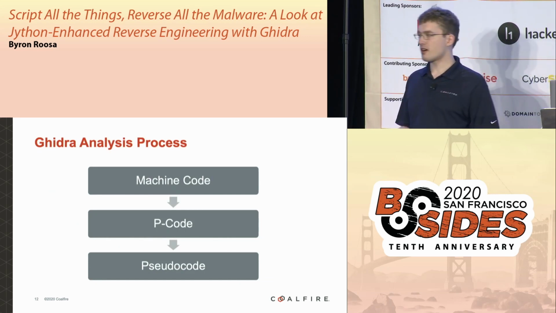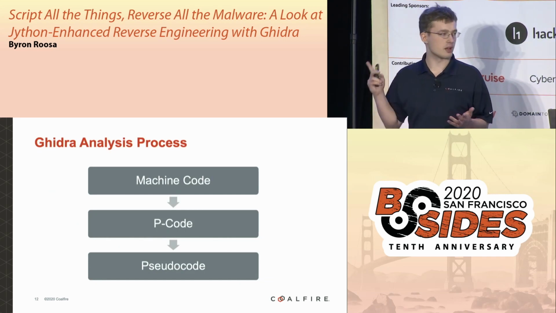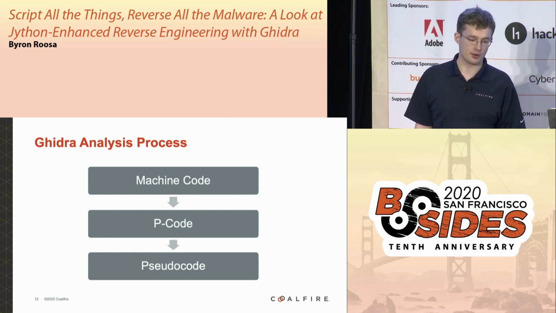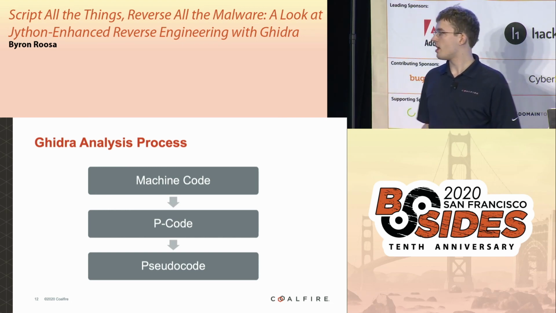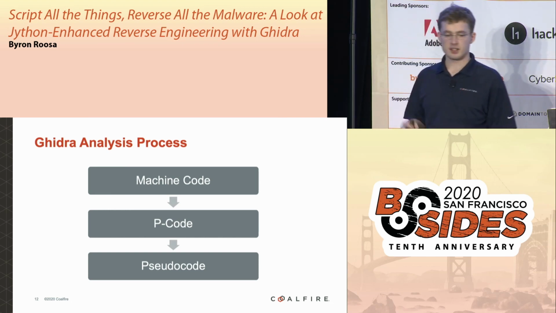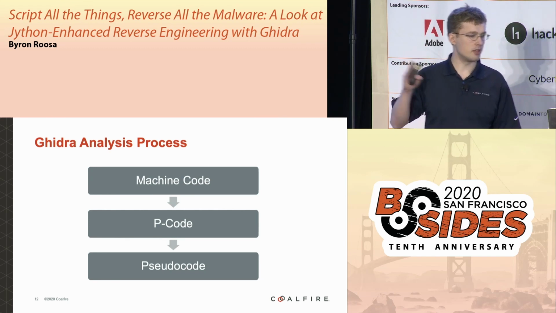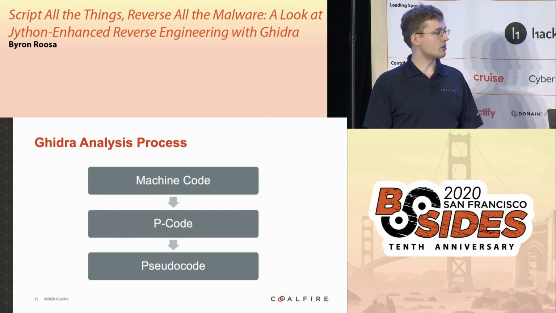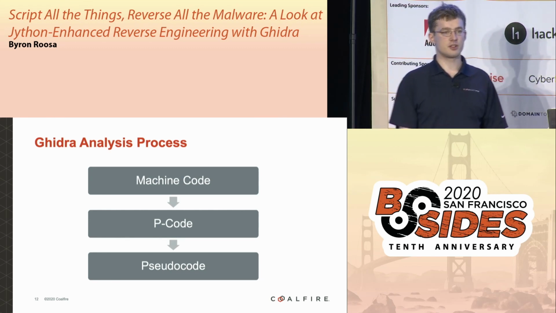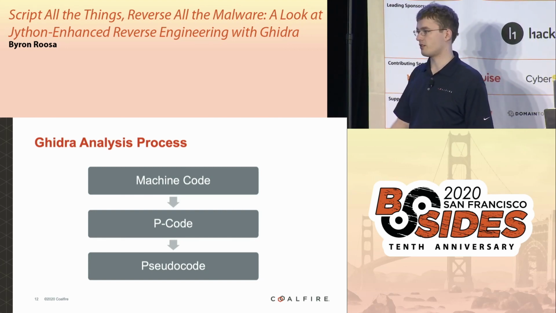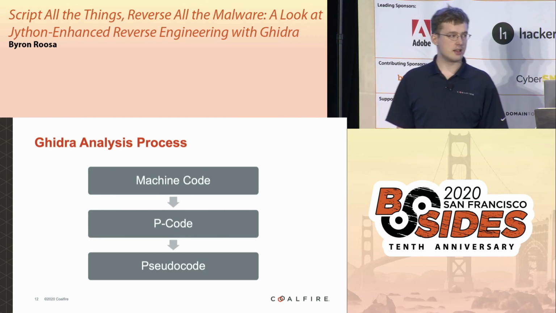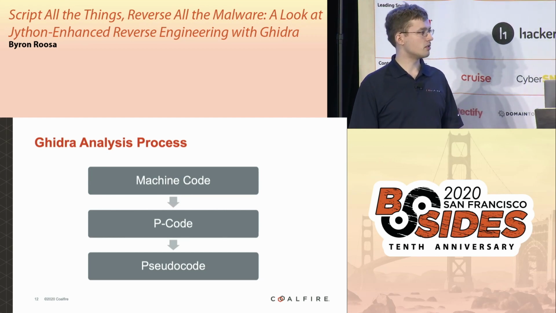So as far as features that really set it apart, the first one I'm going to talk about is how it does analysis of code. A lot of pieces of software do this all as one big monolithic process. But Ghidra takes a slightly different approach. It's completely modular. When you start with a binary, you start with machine code, which is x86 machine code that it will interpret. And it instead parses this into what's called P-code.